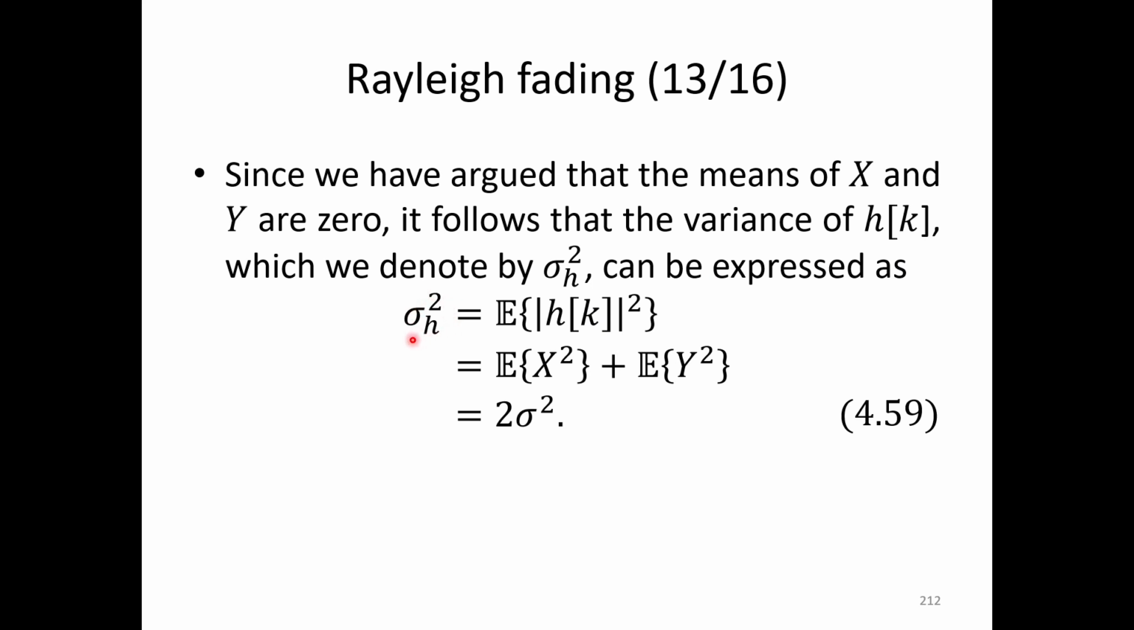Okay, the first equality results from the fact that h of k is 0 mean. So the variance of h of k is equal to the second moment of h of k. 那么第一个等号呢是来自于一个事实，就是 h of k 因为平均值等于0，所以呢这个 h of k 的变异数就等于 h of k 的 second moment.